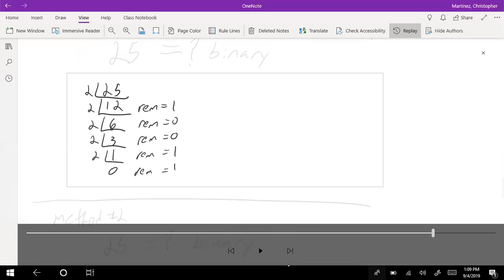A key item is you always need to get down to a result of 0. So again, we're going to take those numbers and read them in reverse. 1, 1, 0, 0, 1. That would be what 25 is in binary.